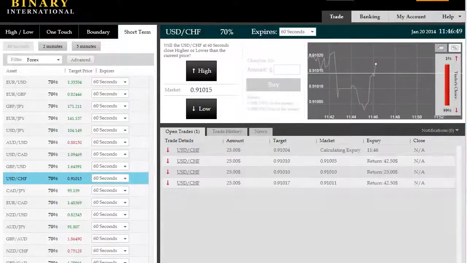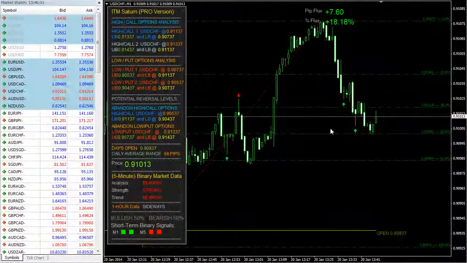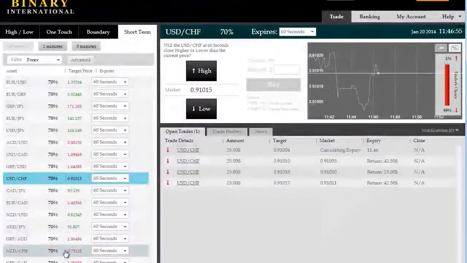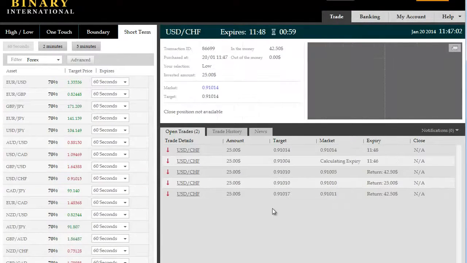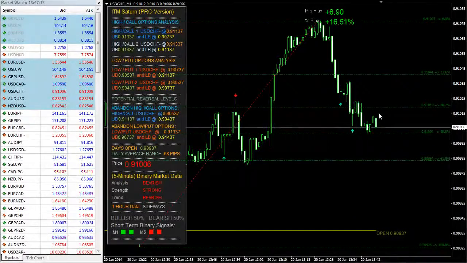Quickly go into US dollar Swiss franc, and we still have a bit of resistance up there, but M5 probabilities are bearish, strong bearish. So we're going to go low and go for a $25 trade again, just to see if the M1 dominates and turns M5 into bullish as well. So we're not going martingale yet. We have another $25 trade. This is our 8th trade, I believe.